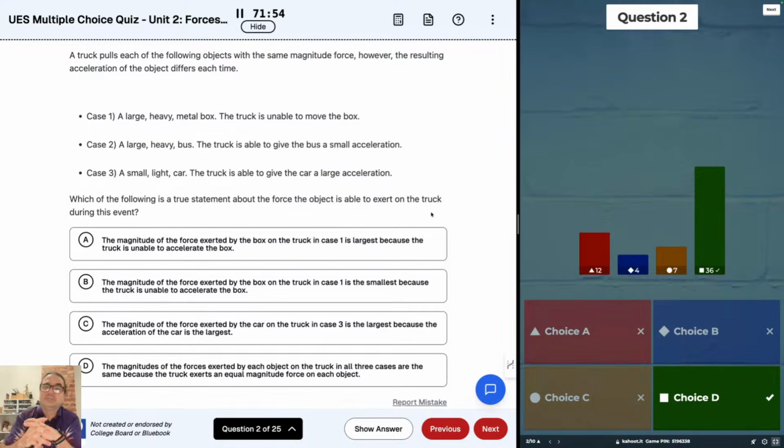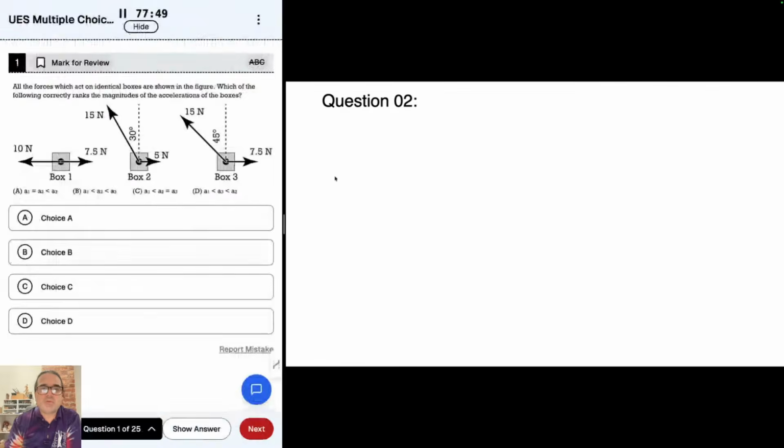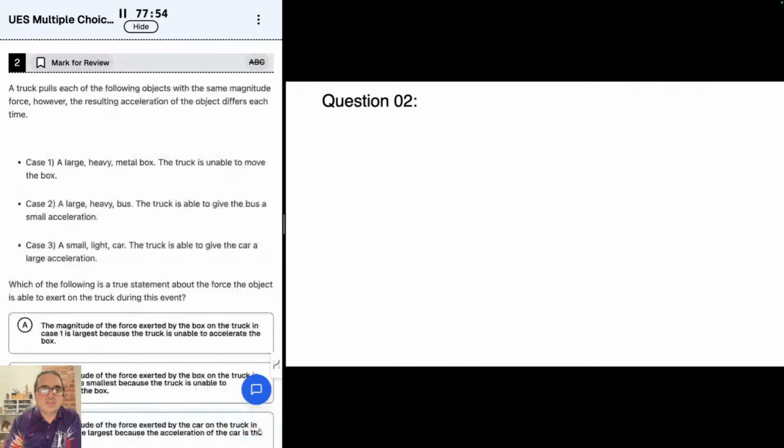All right. Looks like a lot of people got choice D is correct. That's awesome. So before we walk through my solution for question 2, let's address a couple questions people had here.